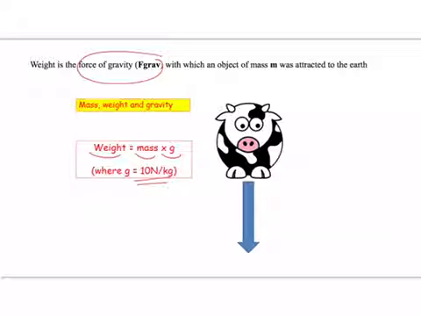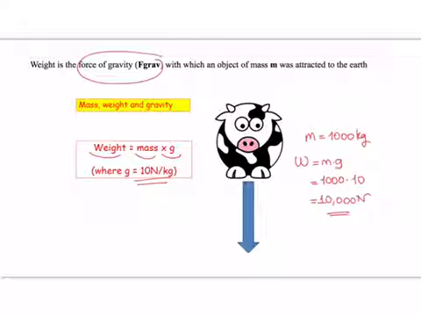Let's say we have a cow with a mass of 1000 kilogram. So the weight of the cow is equal to m times g. The mass is 1000, and we take g, the gravitational acceleration of the earth, as 10, so the weight of the cow is 10,000 Newton. This is the force that the earth applies on the cow, attracting it towards its center.